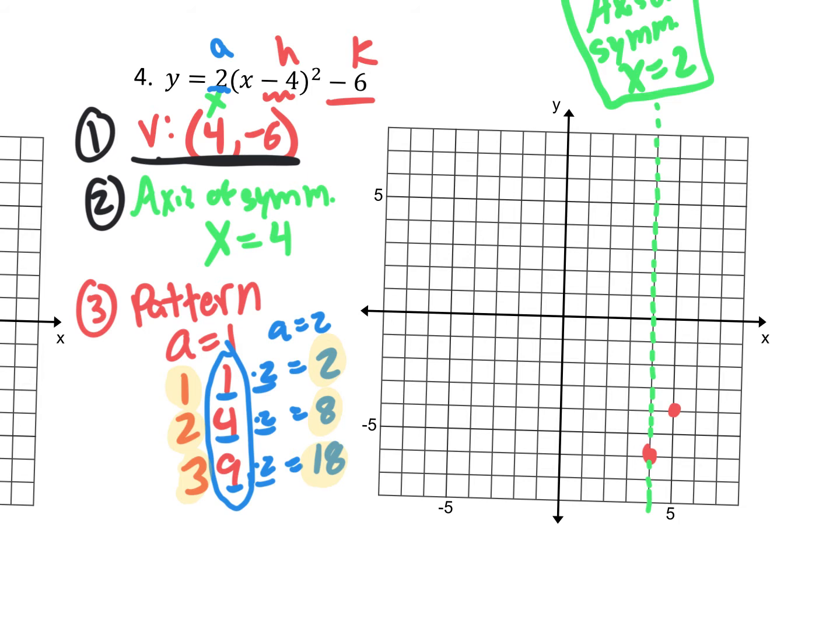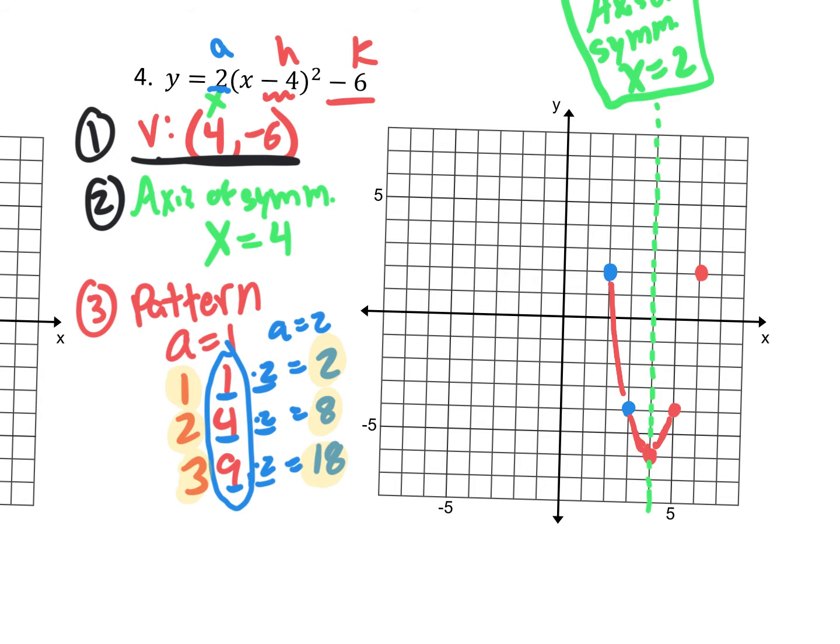The next one is 2, 8. So back to the vertex. 1, 2, 3, 4, 5, 6, 7, 8. Put a dot right there. And last but not least, 3, 18. 18 is going to be off the graph, so I'm not even going to worry about it. I'm just going to map it over to the other side, put a dot right there, and voila, we are done. This parabola is finished.